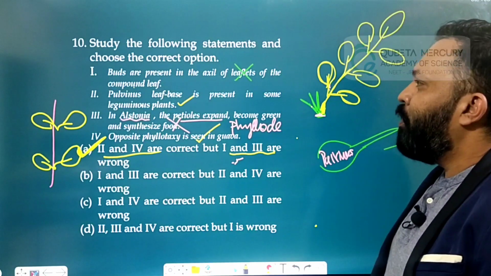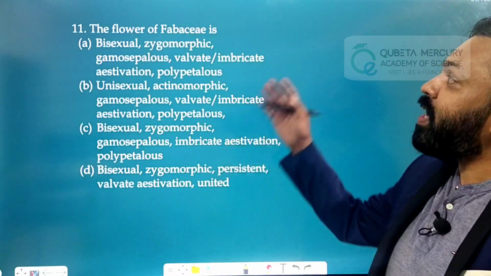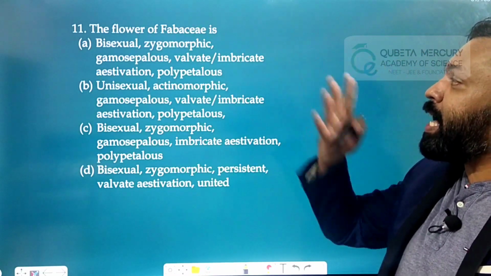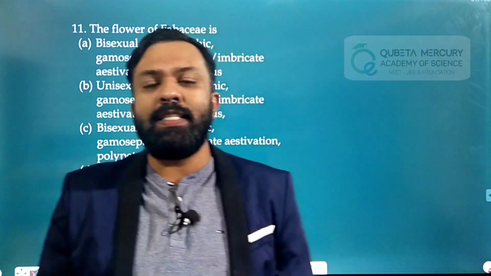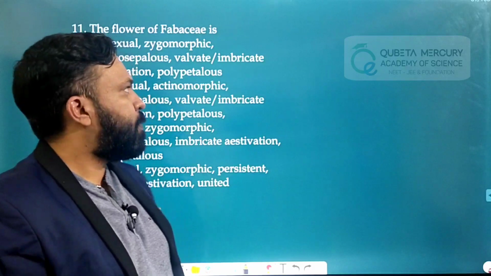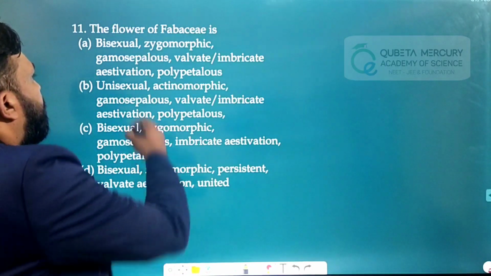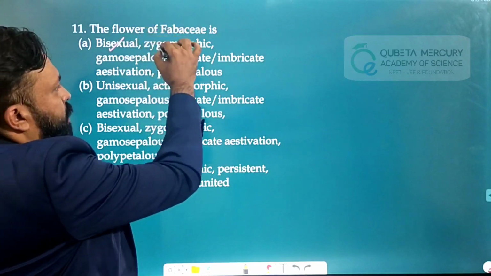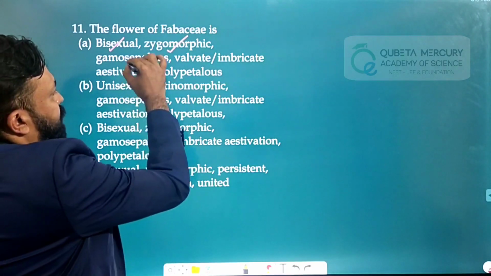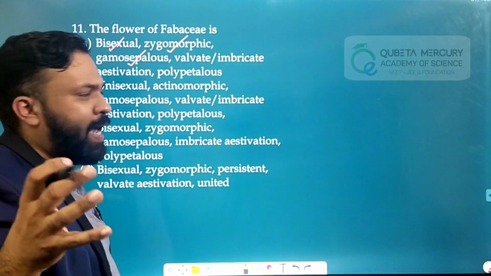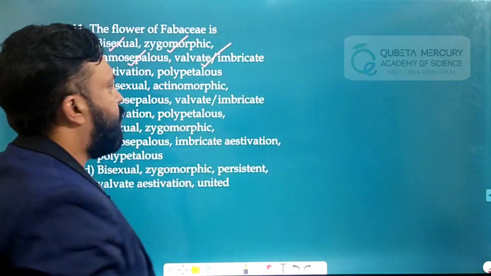Fine. Moving on to question number 11. The flower of Fabaceae, yes, the family of pulses. The flower of Fabaceae is, let us see, bisexual, zygomorphic with bilateral symmetry, gamosepalous, where the sepals are united. Valvate or imbricate aestivation also is right.